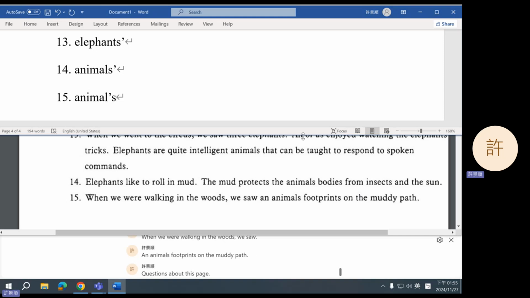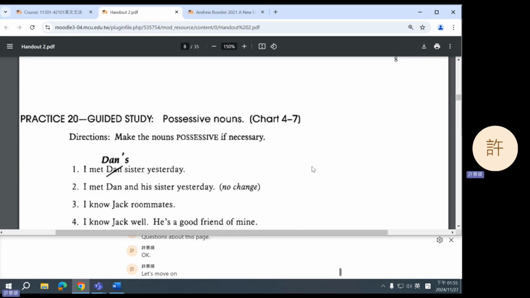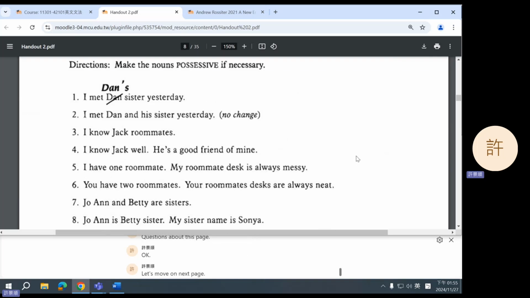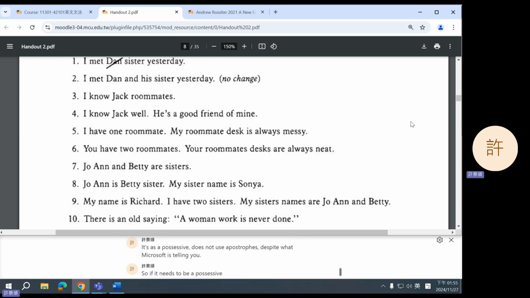Okay, let's move on. Next page. Make the nouns possessive if necessary. This is a little bit different from the last one. The last one is only about apostrophes, 撇号. But some possessives do not use apostrophes, right? Its as a possessive does not use apostrophes, despite what Microsoft is telling you. So if it needs to be a possessive, please turn it into a possessive.